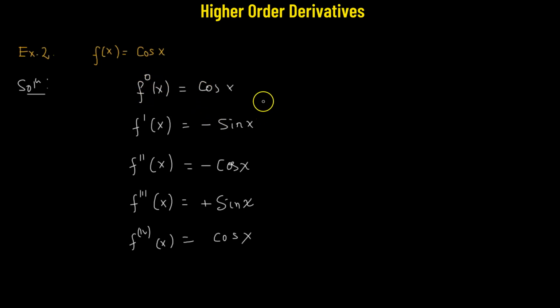So here we can clearly see a pattern. We can see that after 4 differentiations, we have obtained the same value, cosine of x, which we started with at the beginning. Now if we are to ask the question, what will be, let's say, the 98th derivative of our function cosine of x? So what will be this value?